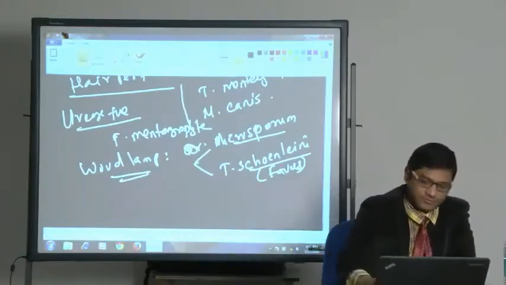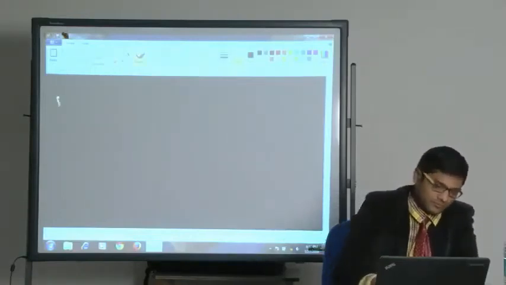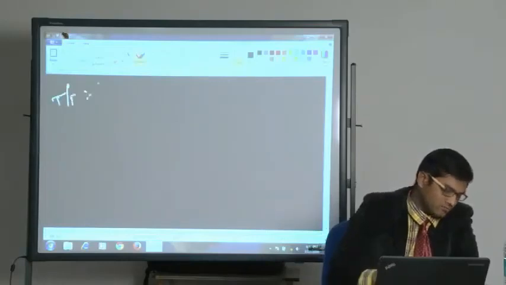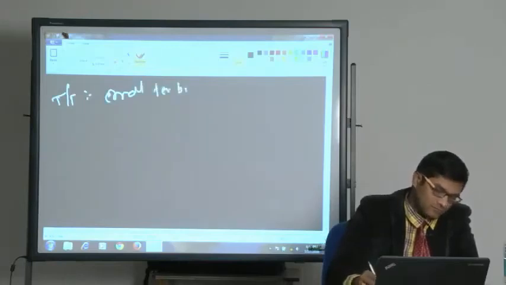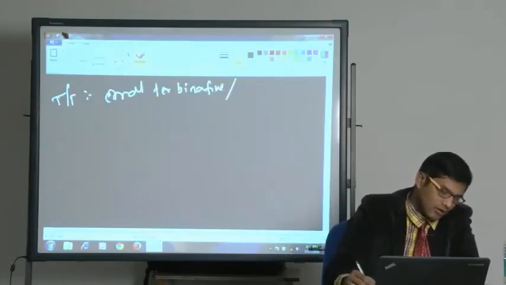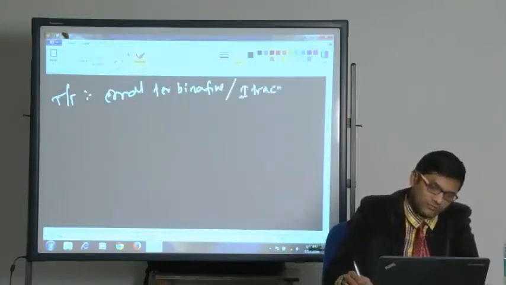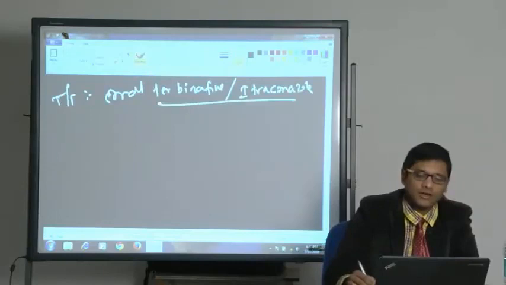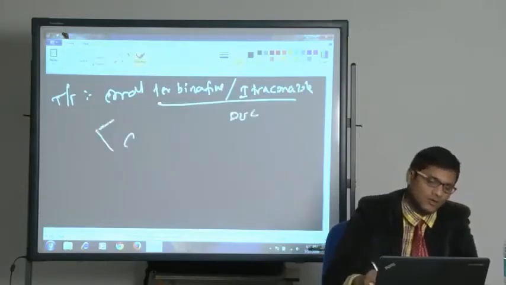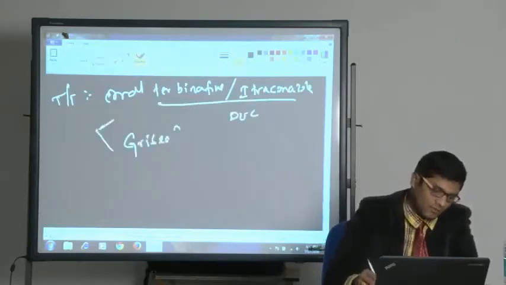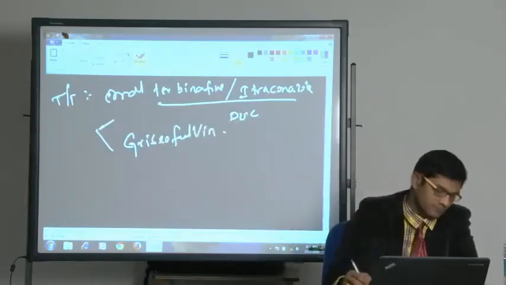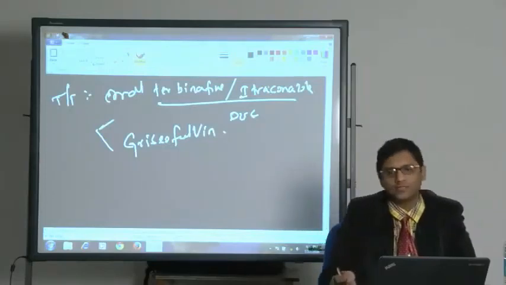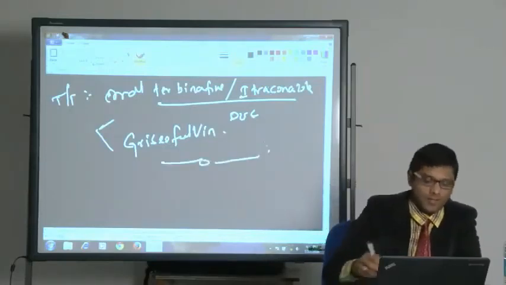Then coming to treatment of dermatophytes, the drug of choice is oral terbinafine or itraconazole. Griseofulvin also is given as an alternative. Okay, so this is all about dermatophytes.